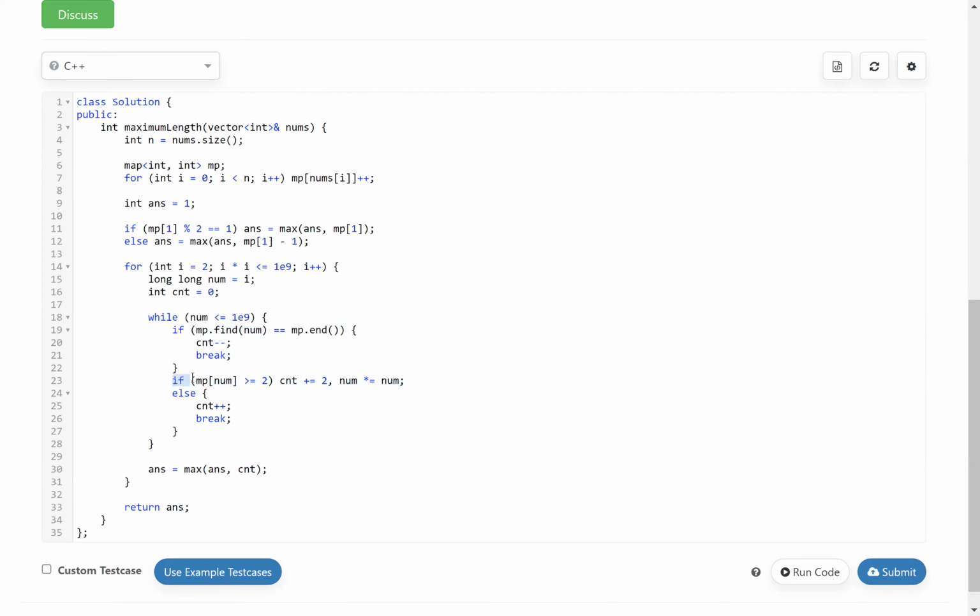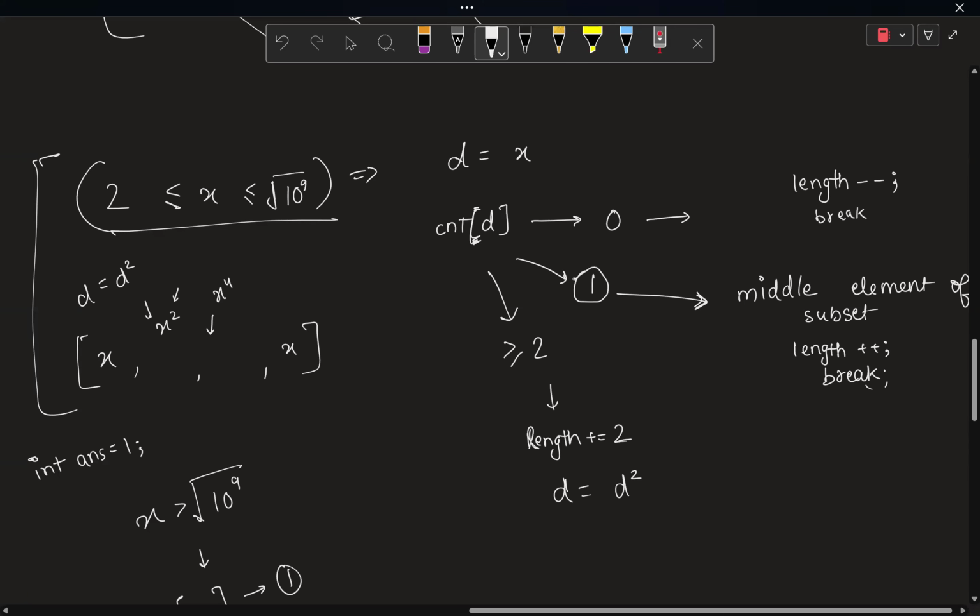After this, you can have this. This is the case that if the frequency is greater than or equal to 2, then count will be incremented by 2 and the number would now be equal to number into number, or maybe you can just write it as this, or you can write it as this. Both are the same thing. And in the else condition, we are just incrementing and breaking.